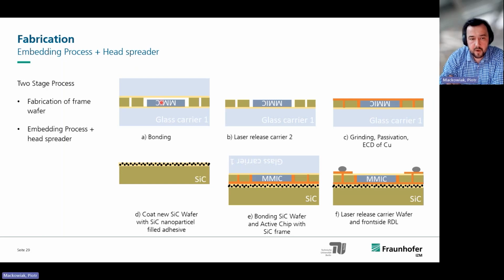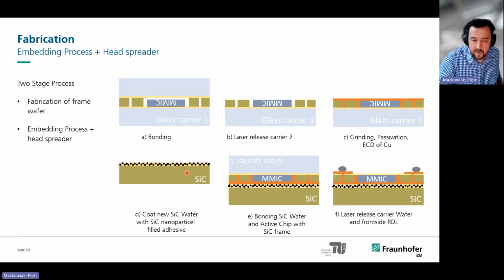With this part, we can take another wafer which holds the MMIC, the active chip, perfectly located on another carrier wafer, and bond those two together. So the MMIC will be located directly in the cavity and surrounded by the frame. We then release the top wafer and can do the redistribution layer on top. We take another wafer, which will be the heat spreader, a silicon carbide wafer, and bond these two together. Once we release the carrier wafer, we can do the redistribution layers and the bumping on top.